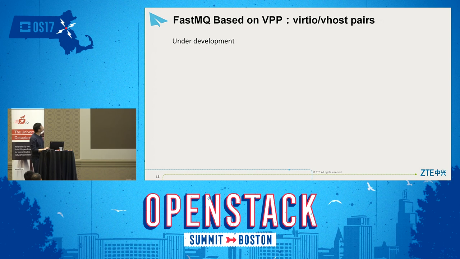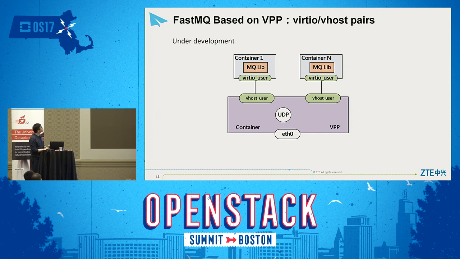We also have another VPP solution. Our solution for fastMQ we just mentioned is based on the ring I/O, and we also have another VPP solution based on the port I/O and vhost pairs. The diagram is like this. For one container, we have the vhost user here. And for the other container, we use the port I/O user. It's a pair. The messages and data from or to this container stay in the user space; they don't switch from the user space to kernel space. It's similar to the ring I/O solution.